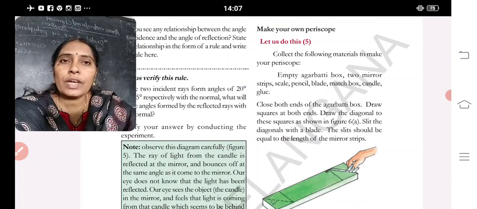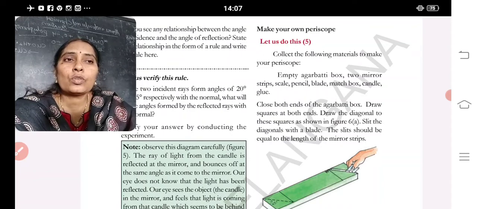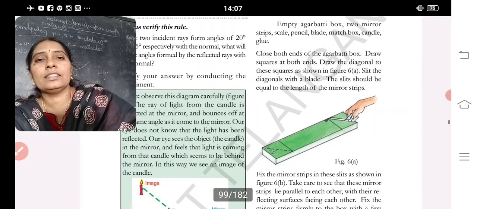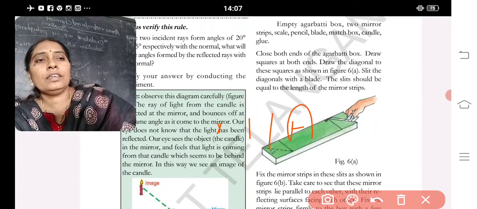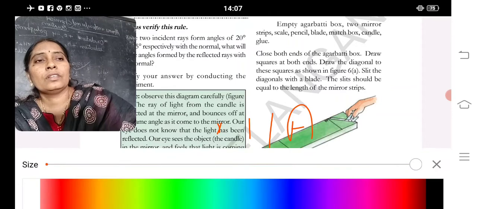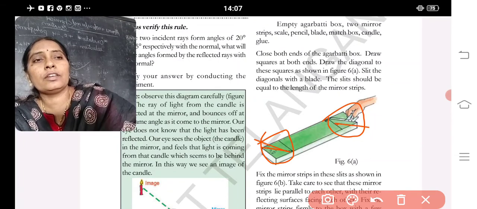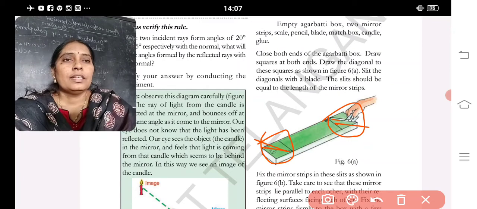Close both ends of the agarbatti box and draw squares on both ends of it. You can see how nicely they did the squares on both ends. Draw the diagonal to these squares as shown in figure 6c. See, this is a diagonal being drawn on the square boxes on both the ends.